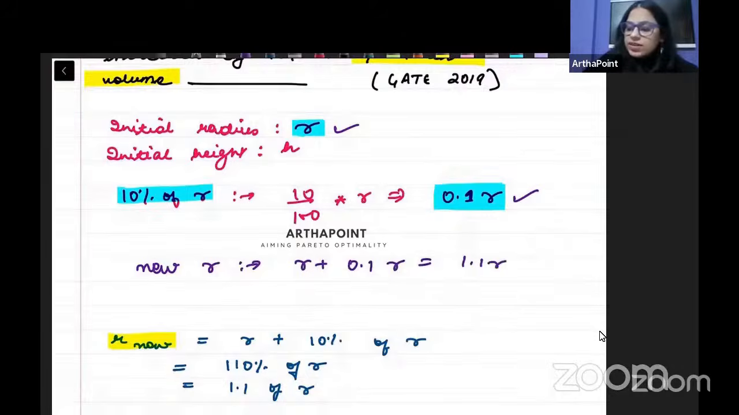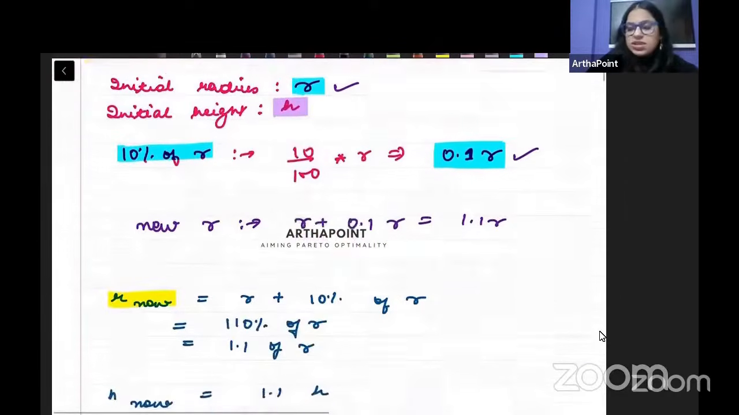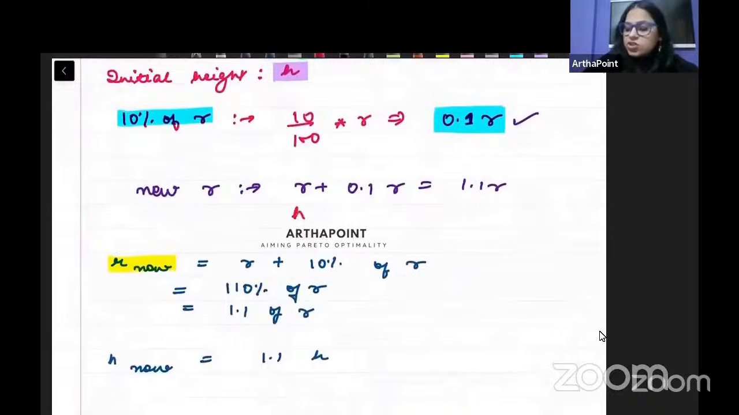Similarly, you are given that the initial height is h, right? And you are given that there is a 10% increase in the height. Same thing. If initial height was h, 10% of h will be 0.1 h. So the new height is going to be 1.1 h.